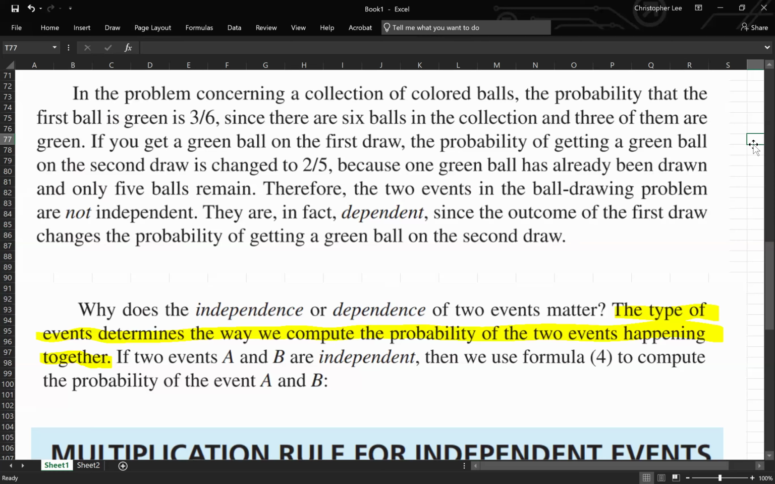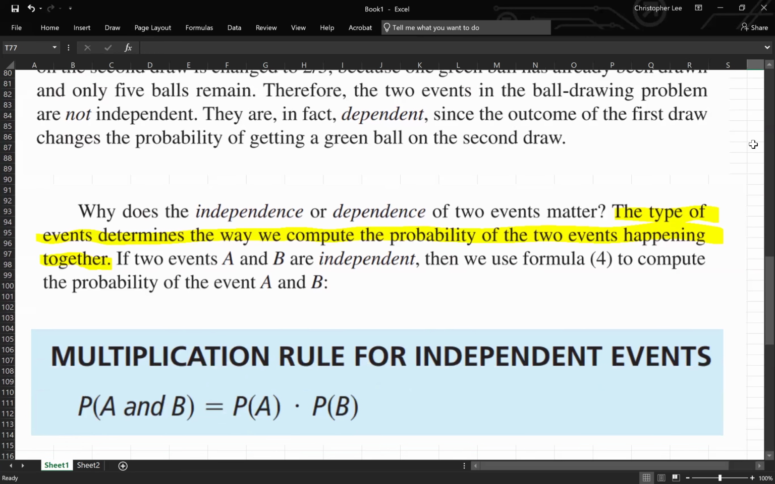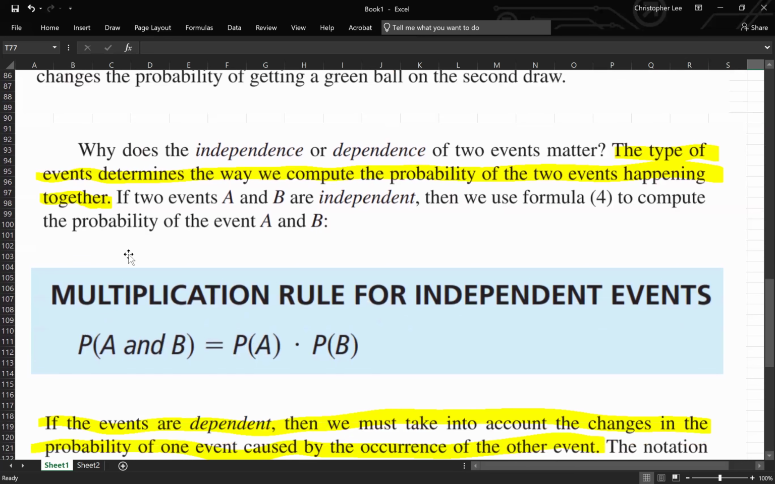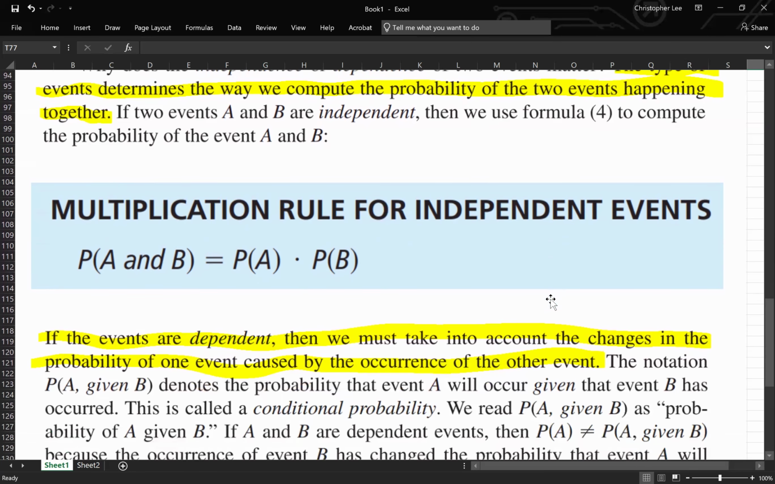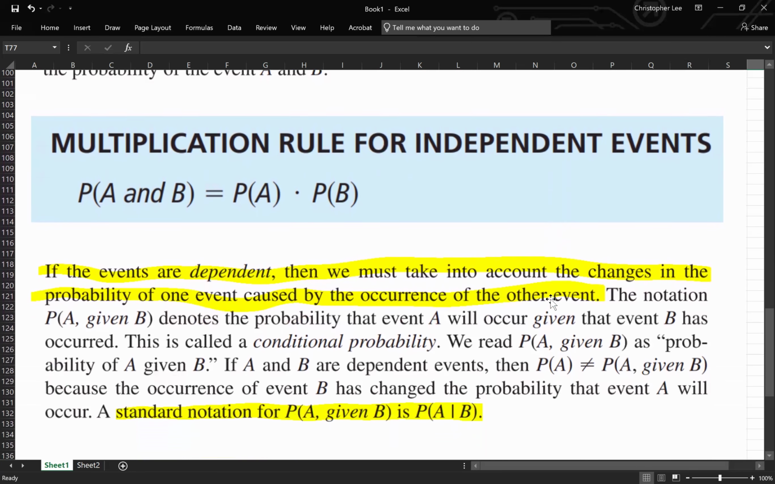The type of events determines the way we compute the probability of the two events happening together. So if two events A and B are independent, then we use formula 4, which is on your formula sheet in case you're wondering. The multiplication rule for independent events: the probability of A and B is equal to the probability of A times the probability of B.